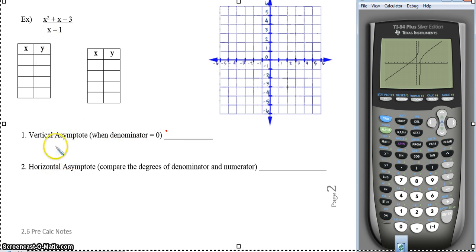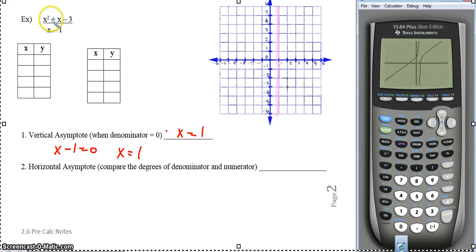So remember, to find the vertical asymptote, set your denominator equal to 0. You'd end up getting x equals positive 1. So let's get out our highlighter. At x equals positive 1, let's draw our vertical asymptote. Then we talked about how we find the horizontal asymptote.